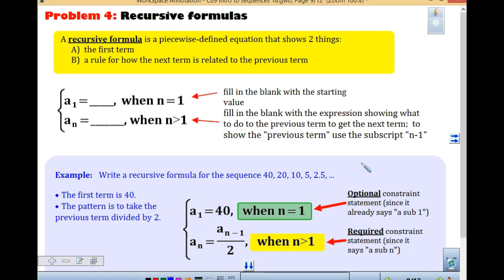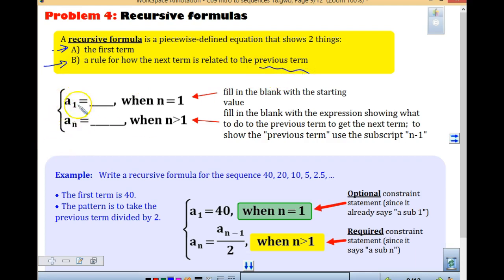Recursive looks a little differently. Tomorrow we're going to work a lot with recursive, and then on Thursday again. So recursive, it says, is a piecewise defined equation that shows two things. It's always going to show the first term. So when you do yours, I'm always going to look for these two things: the first term, and then the rule. Okay? So the first term and the rule and how it's related to the previous.